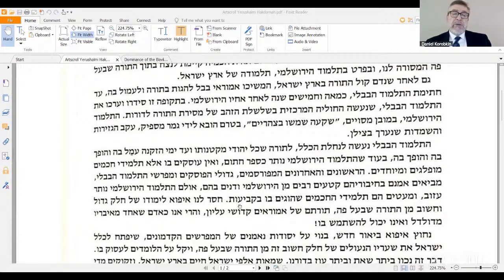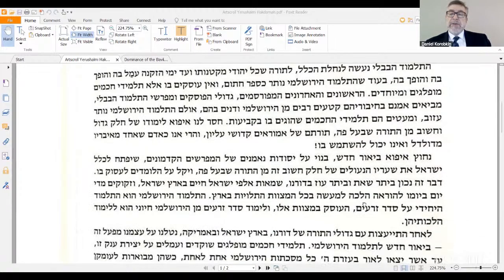Chaser lanu efo limudo shel chelek gadol v'chashuv min haTorah shebal peh. And therefore, understandably, there is a big chunk of Torah Sheba'al Peh that has been missing for generations. Toratam shel Amoraim Kedoshei Elyon, the Torah of the holy Amoraim of Eretz Yisrael. V'harei anu ka'adam she'echad me'evarav miduldal ve'en yachol lihishtamesh bo. It's as if the body politic of the Jewish people is like a person who has a limb, but it's handicapped and he can't use it.